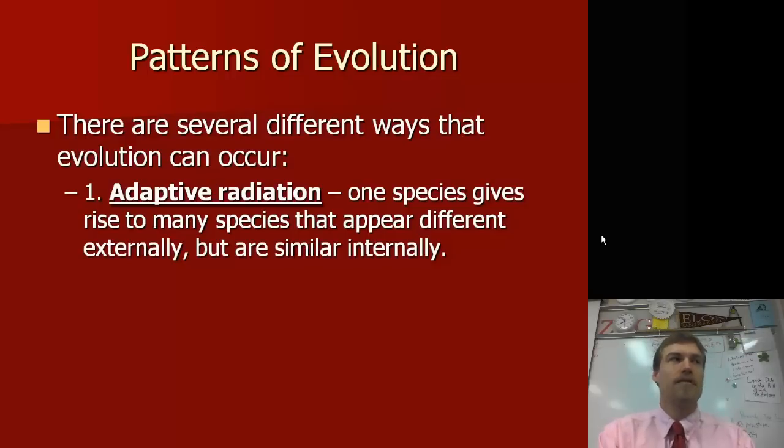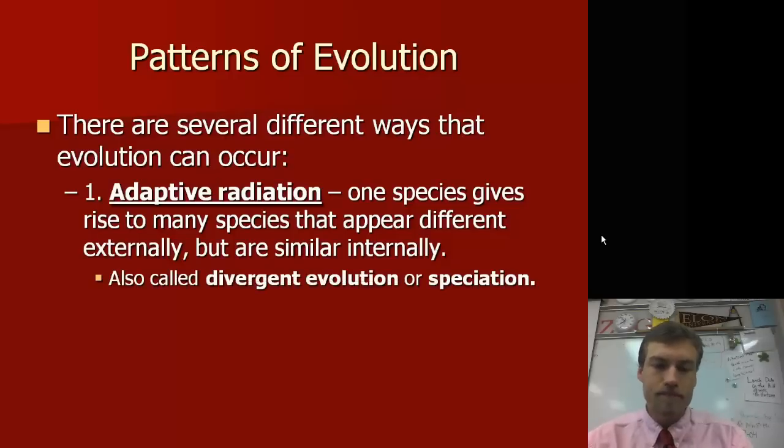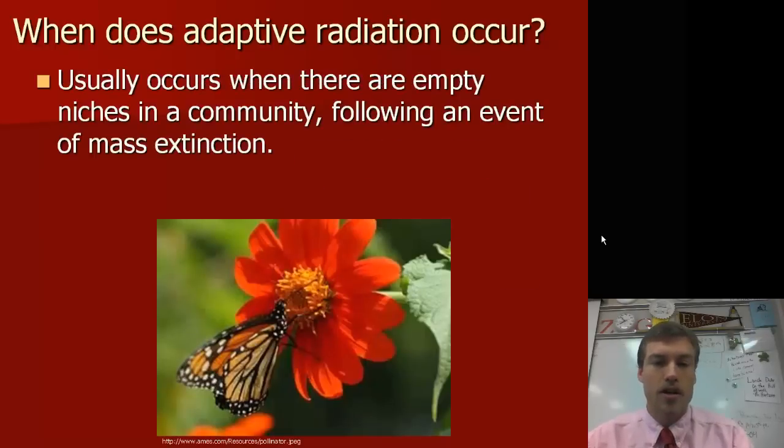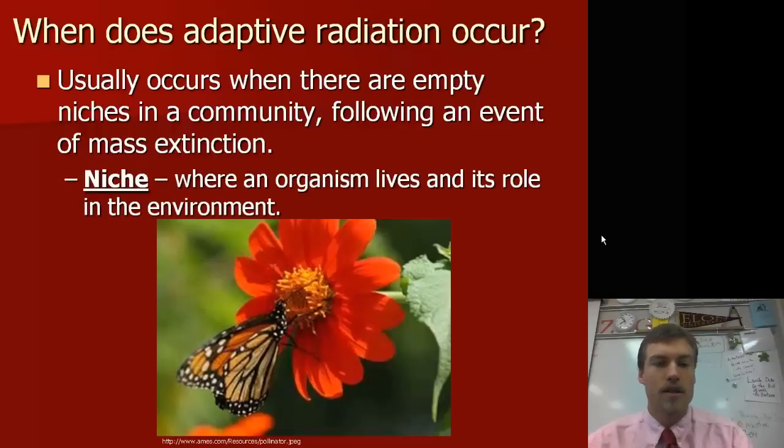That's like we were talking about the homologous structures, okay? This is also called divergent evolution or speciation. Speciation just means that we are creating new species. So when does adaptive radiation occur? It usually occurs when there's an empty niche in a community following an event or mass extinction, right? So we've got some sort of mass extinction, a bunch of species die. Now one species is going to begin evolving to fill a lot of those different niches.